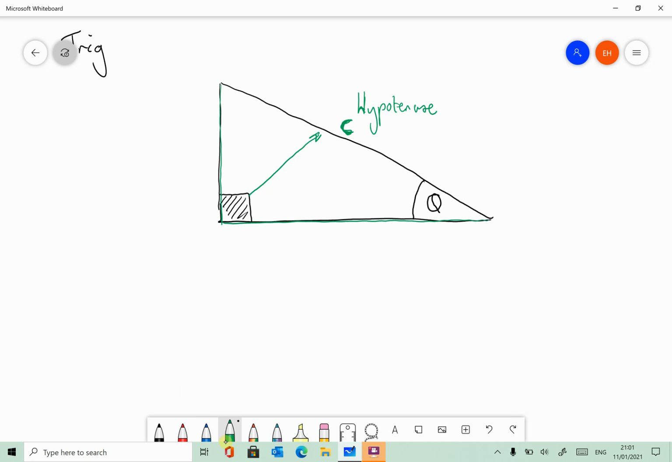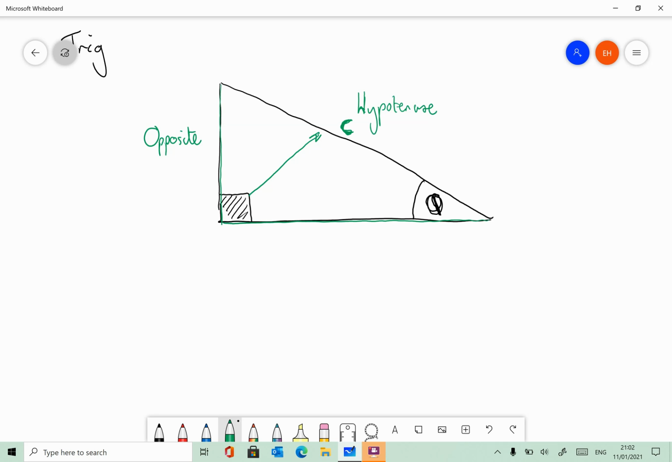So we know the hypotenuse is, we know how to find the hypotenuse. But if we're talking about this angle down here, which we are, we're talking about the angle theta, the side across from theta is known as the opposite. Opposite, okay? So the side that's across, or the side that's not touching theta, is called the opposite. And that just makes sense, right? Because it's across from, it's opposite to the angle.